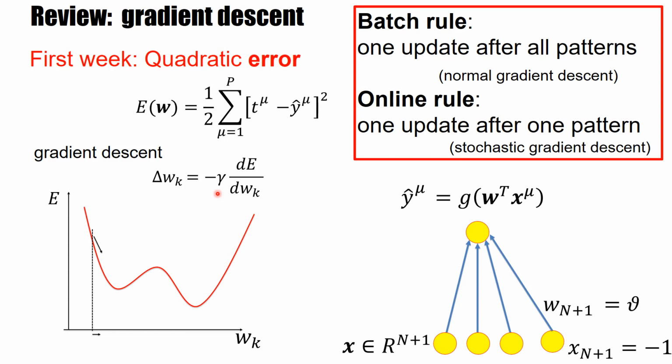Now we can implement gradient descent in two different versions. We can do it as a batch rule. If we just calculate the gradient, we would have the sum here in the update. And that amounts to saying, I update once I've seen all patterns. And then I update again. With the online rule, I cut out this sum. Every time I've seen a single pattern, I immediately change the weights. Online gradient descent is also called stochastic gradient descent because we may take patterns in arbitrary order.